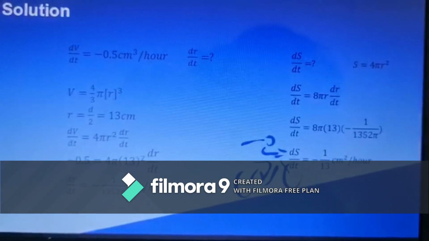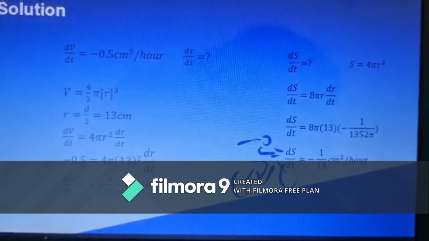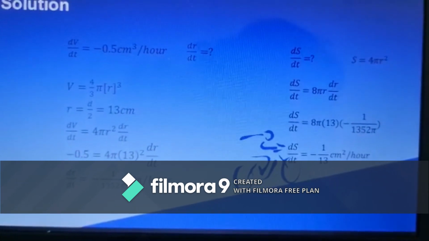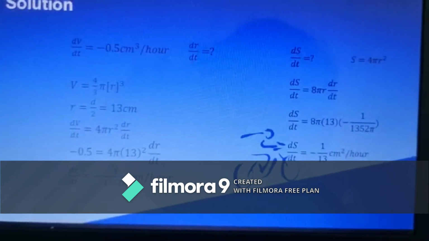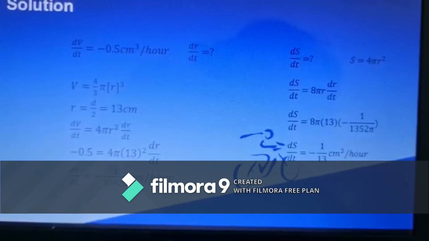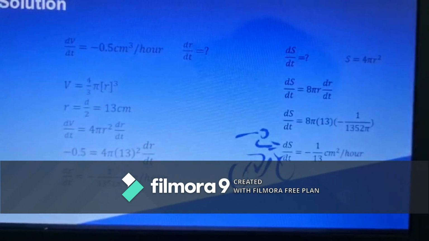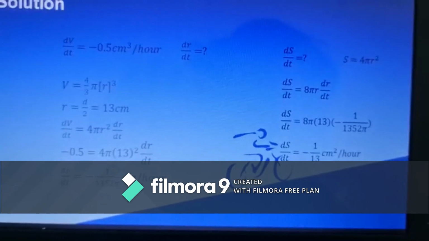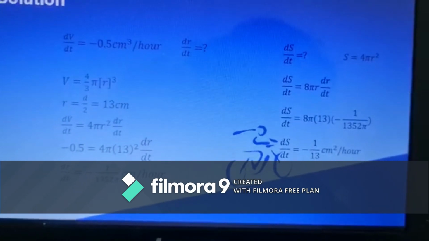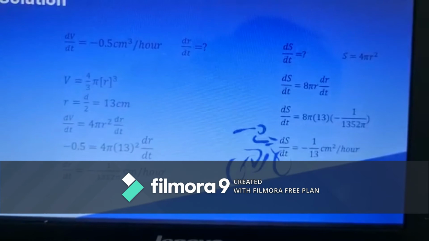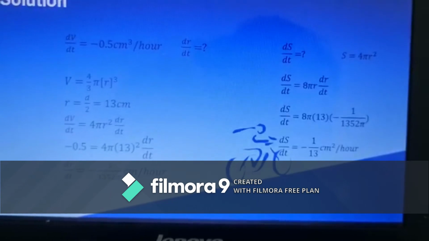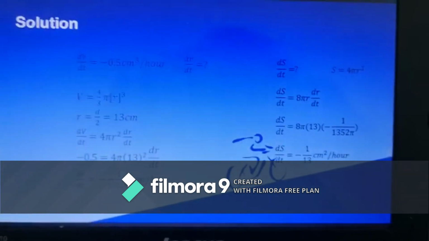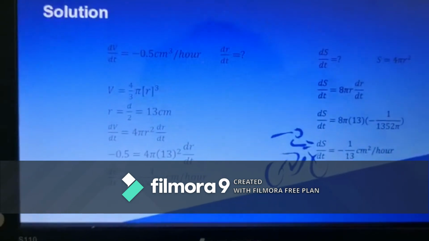So dS/dt will become 8 pi, substituting the radius, which is 13, and also substituting the rate that we found in the first question, negative 1 over 1352 pi. After substituting all of this, dS/dt will become negative 1 over 13 cm² per hour. So now we have found both of these answers.